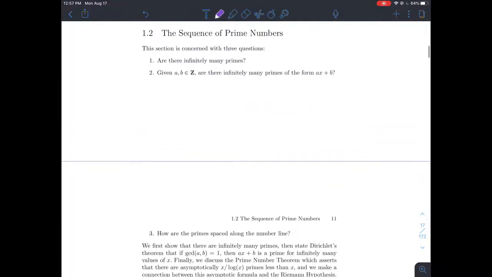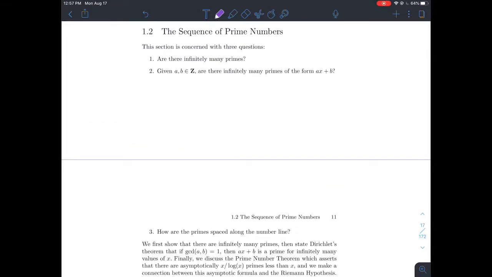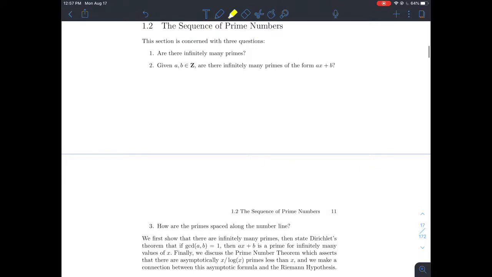This is a short video about the beginning of section 1.2 in Stein's elementary number theory book. So the overview of section 1.2 is concerned with the following questions. Number one, are there infinitely many primes?